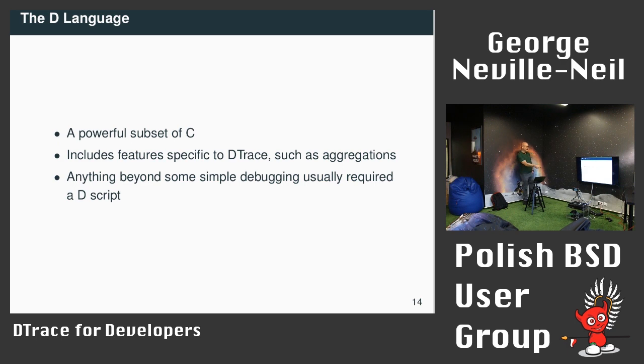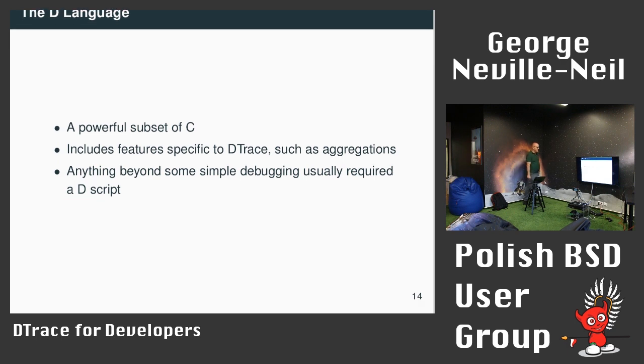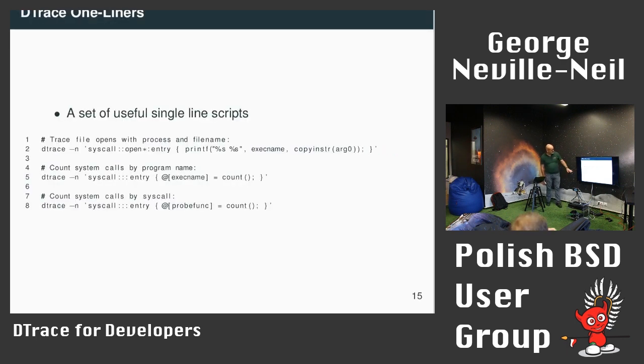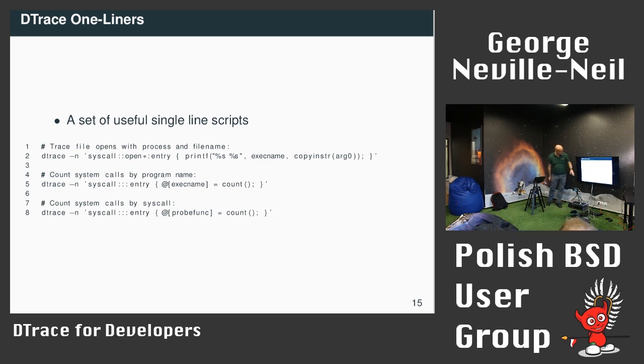So we talked about Dtrace One-Liners. Here's a few examples. The first line is saying, show me all open calls. Oh, and you can see we can use wildcards because there's more than one type of open on the operating system. Anything that looks like open with an entry, tell us the program that tried to open it, and then tell us what the path was. What did they try to open?